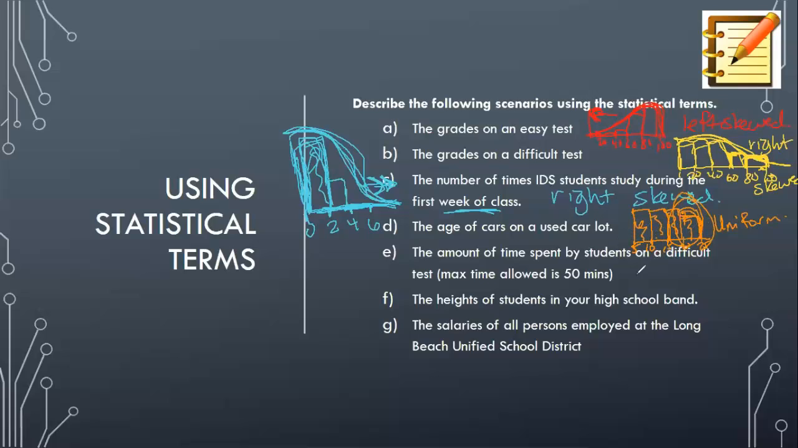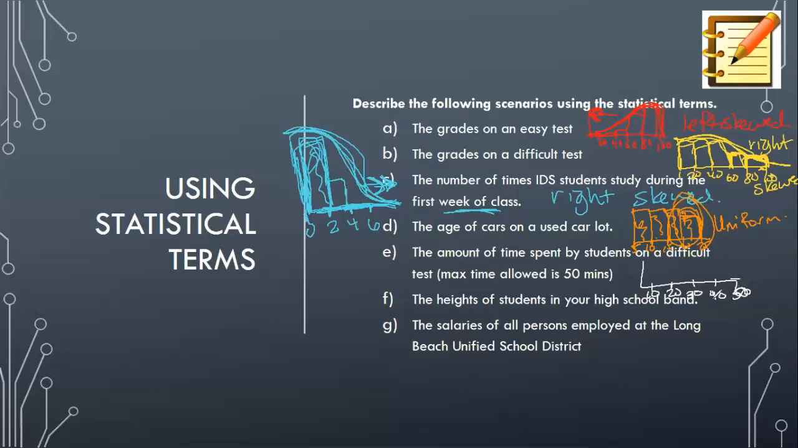You never know. Okay. What about this one? The amount of time spent by students on a difficult test. Maximum time allowed is 50 minutes. The amount of time spent by students on a difficult test, with the maximum amount being 50 minutes. So our max is 50. So I'm going to go 10, 20, 30, 40, 50.